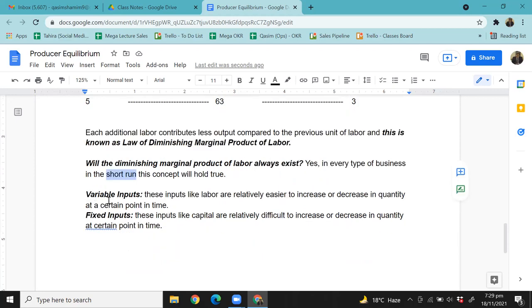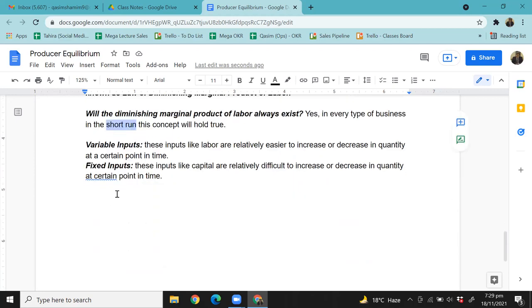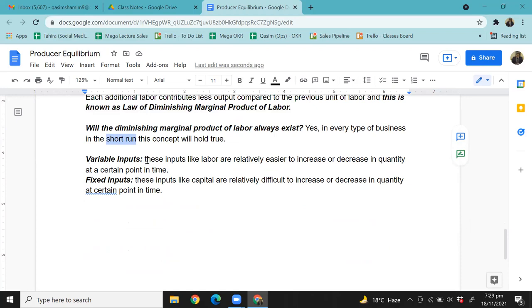Then I wanted to give you some idea between variable inputs and fixed inputs. So what is variable input, right? So labor is a variable input. These inputs like labor are relatively easy to increase or decrease in quantities at certain point in time. Fixed inputs are like land or capital. These inputs like capital and even land often are relatively difficult to increase or decrease in quantity at certain point in time, right? Okay.